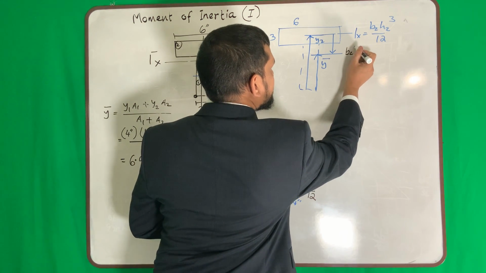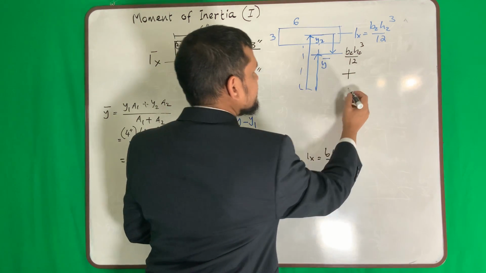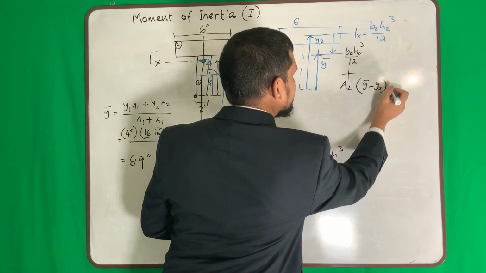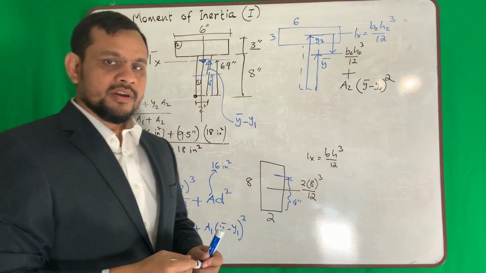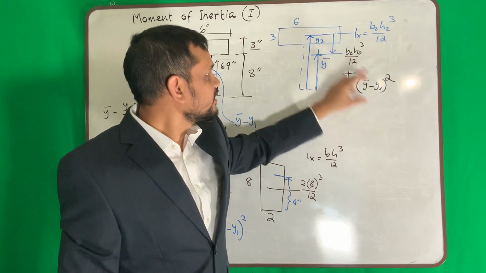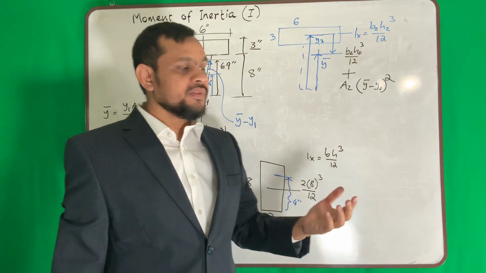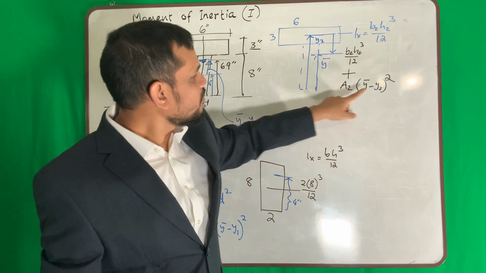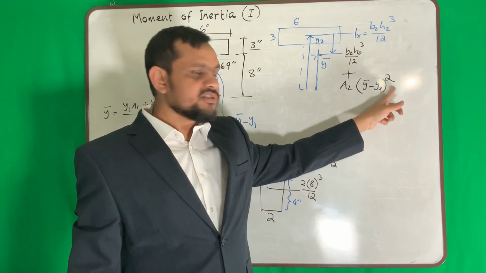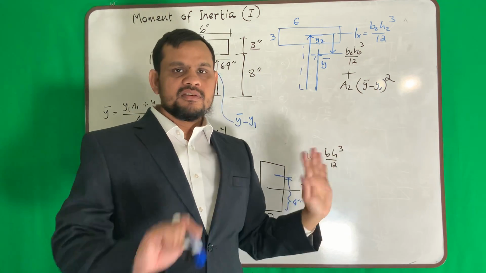So here, b2 h2 by 12 plus A2 y bar minus y2 square. So what I am doing, whatever I found at its own centroid plus A2 times this distance square. This distance is y bar minus y2. Now you can see y bar is this, y2 is this, that means this part is bigger, so this will be negative sign, this is square, so no problem. So for this kind of thing, this minus that or that minus this doesn't matter.